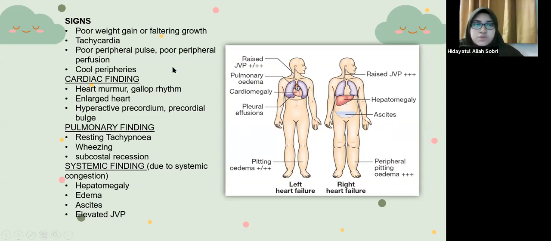And in the signs, we can see the child has poor weight gain or slow growth, and the patient also presents with tachycardia, poor peripheral pulse, poor peripheral perfusion, and cool peripheries. In cardiac findings, we can hear a heart murmur or gallop rhythm, with heart murmur in VSD and ASD causes. And also in infants, we can see any hyperactive precordium or precordial bulge.